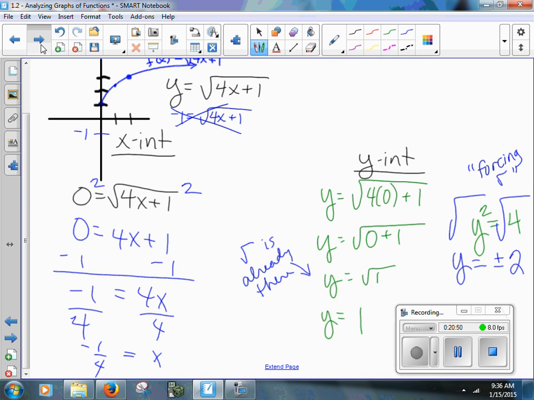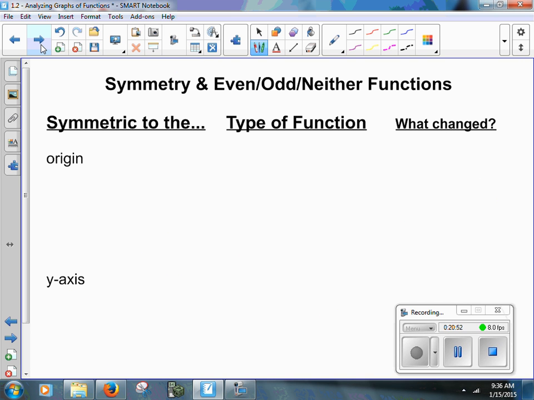Let's change gears. Let's talk about symmetry. Symmetry's fun. I believe you will not understand how to find symmetry if you don't understand what it's about, why it's about, how it's about, okay? Make you 3 nice columns.